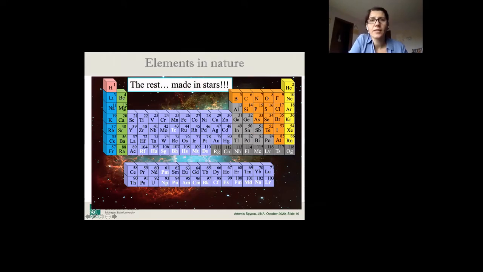Now you can ask the obvious question, how do we even know that? How do we know that all the elements are made in stars? Maybe they were made at the Big Bang. Maybe they always existed and we just see them. Well, the answer to that is the element technetium. At least the first answer came from the element technetium.